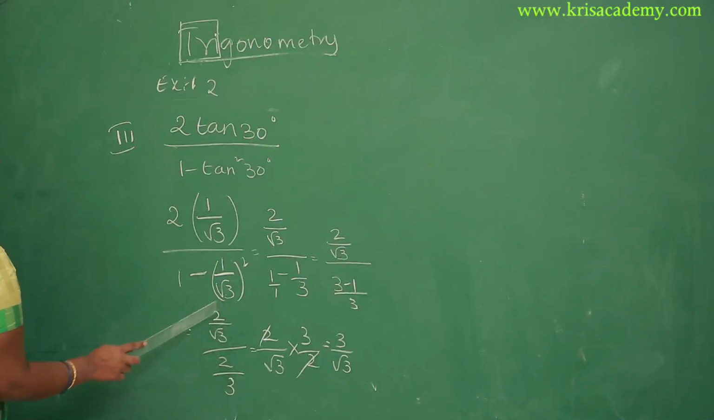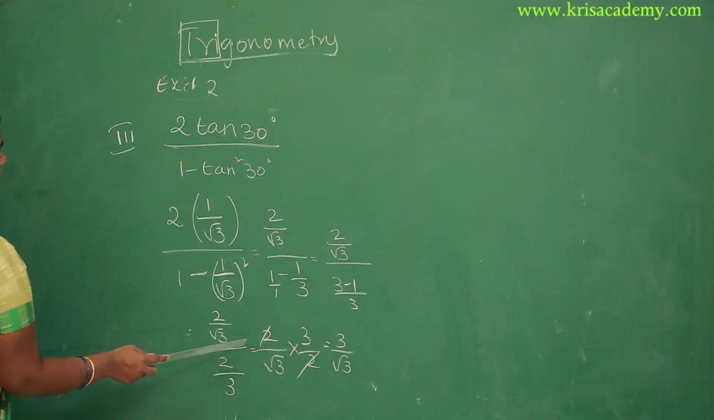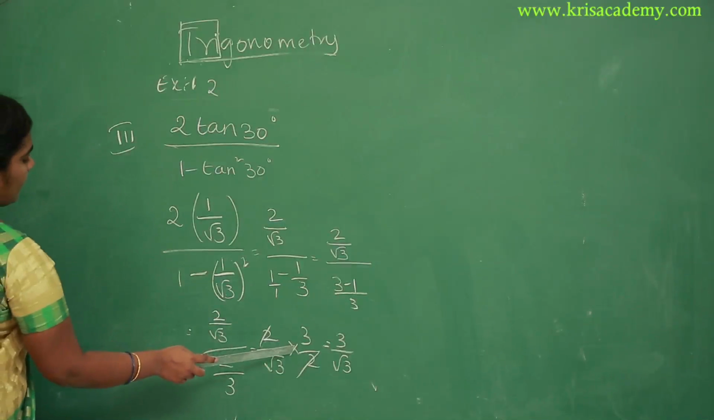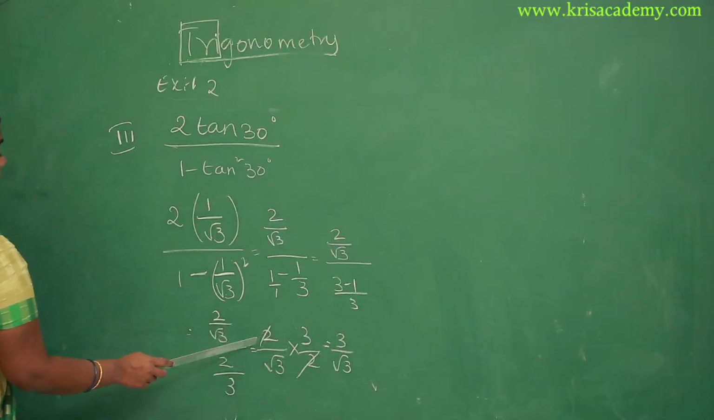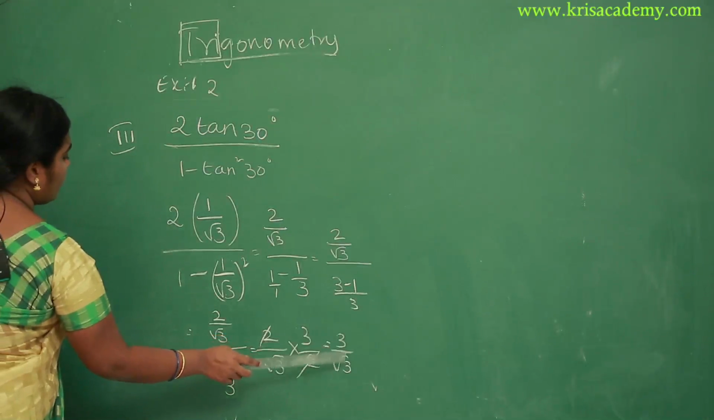So first fraction 2 by root 3 will write as it is. Division reciprocal sign is multiplication. 2 by 3 will become 3 by 2. 2 2s will get cancelled. So the answer is 3 by root 3.